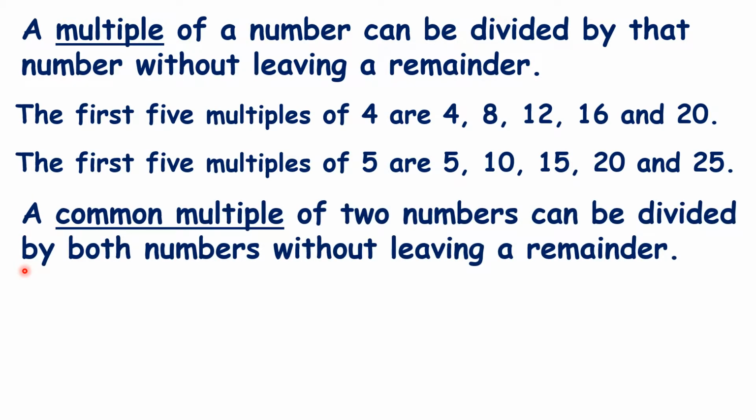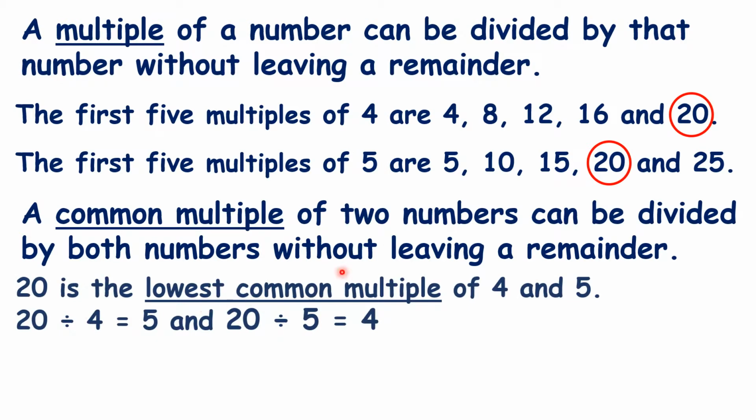Now a common multiple of two numbers can be divided by both numbers without leaving a remainder. So basically it's a number that is in both times tables. So notice the number 20 is a multiple of 4 and a multiple of 5. It's in both times tables. And there aren't any lower numbers which are in both times tables, so we can say that 20 is the lowest common multiple of 4 and 5.